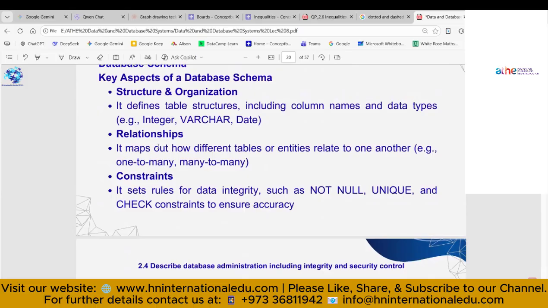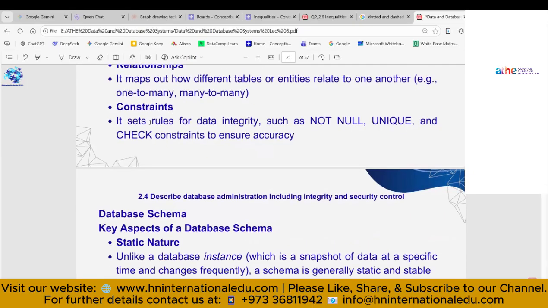Then relationships: it maps out how different tables or entities relate to one another. Which table is going to have a one-to-one relation, which one is going to have many-to-many, like that. And then constraints, so it sets rules for data integrity such as not null, unique, and check, all of the constraints which we did in the previous lectures.